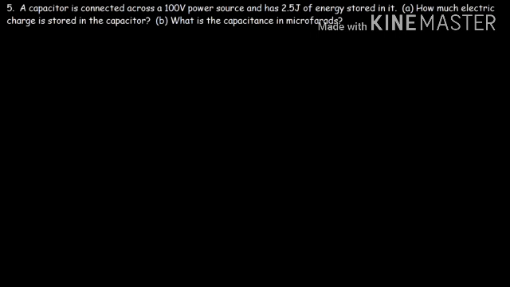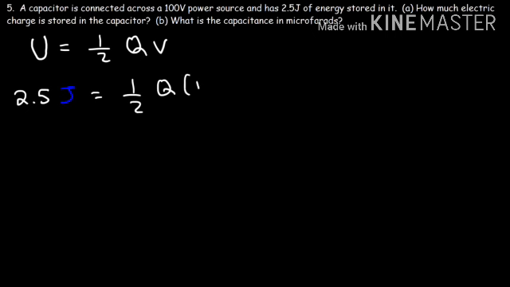Number 5. A capacitor is connected across a 100-volt power source and has 2.5 joules of energy stored in it. How much electric charge is stored in the capacitor? So make sure you pause the video as you work on these problems. The equation that we need is this one. The electric potential energy is 1/2 Q times V. We have the energy stored. It's 2.5 joules. And we're looking for Q.